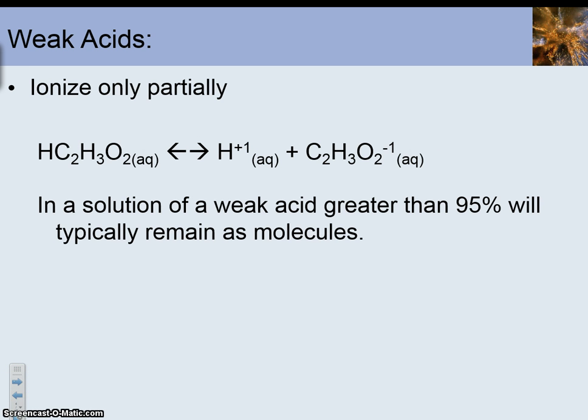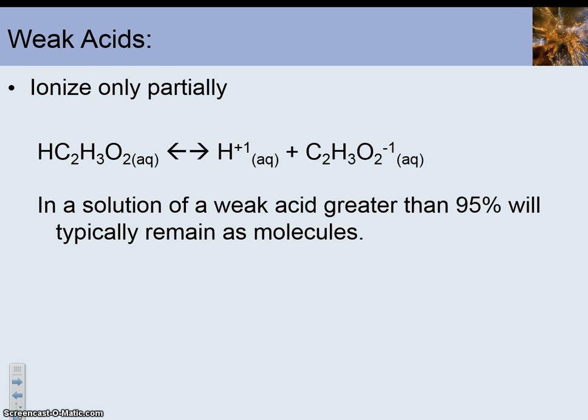Weak acids, however, only ionize partially. So this is acetic acid, this is vinegar. If I mix vinegar with water, if I make a solution of acetic acid, only a very select few hydrogen ions and acetate ions are going to go into solution. In fact, about 95% of the acetic acid, the HC2H3O2, is going to stay undissociated. They're going to stay together.